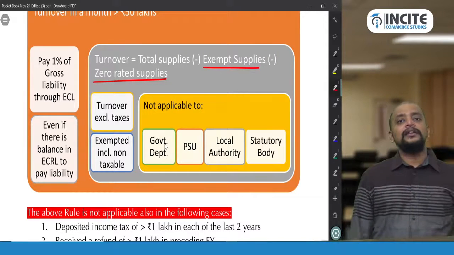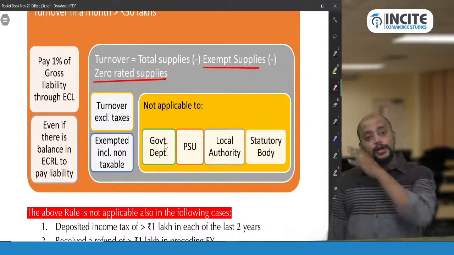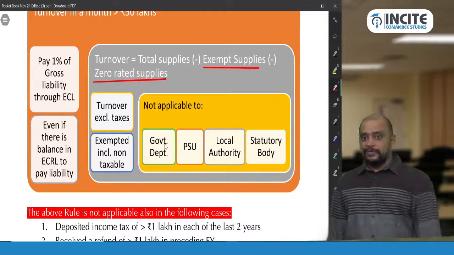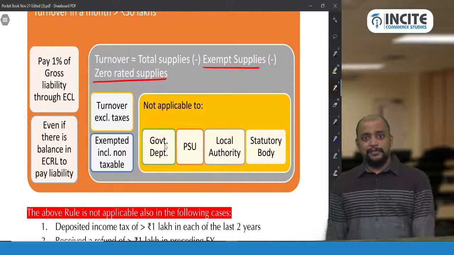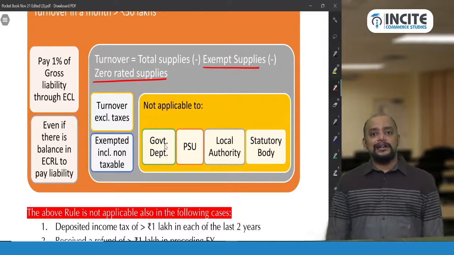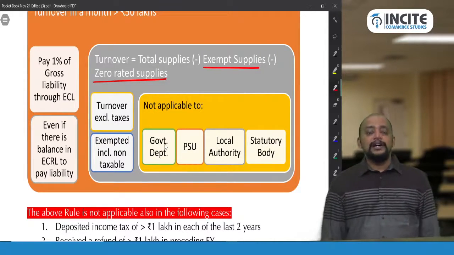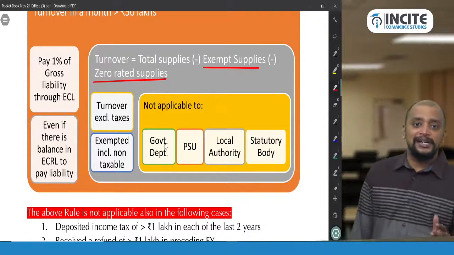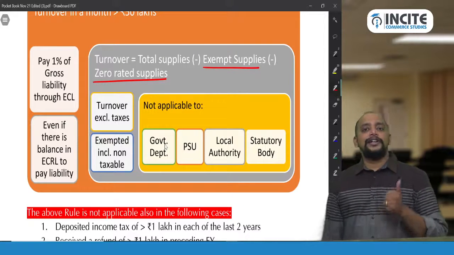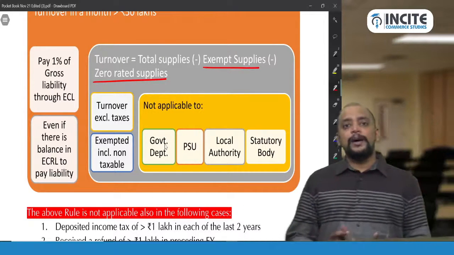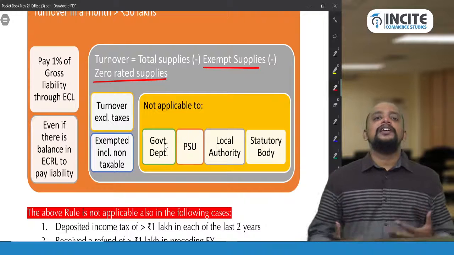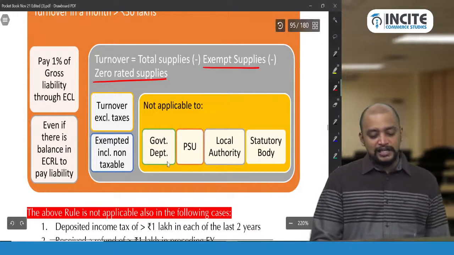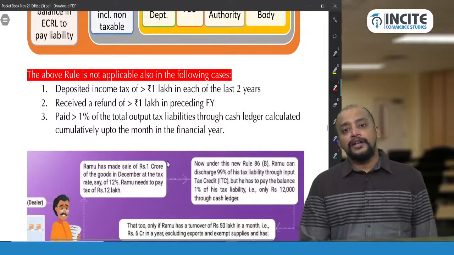Okay, and then this rule 86B is not at all applicable to certain people. To whom is that not applicable? Government departments, central government or state government departments, then public sector undertakings, then statutory bodies and local authorities. They don't have to comply with this 86B. Mainly they wanted cash inflow, for that reason only they created it. Okay, so the cash balance has come down, so for that reason.